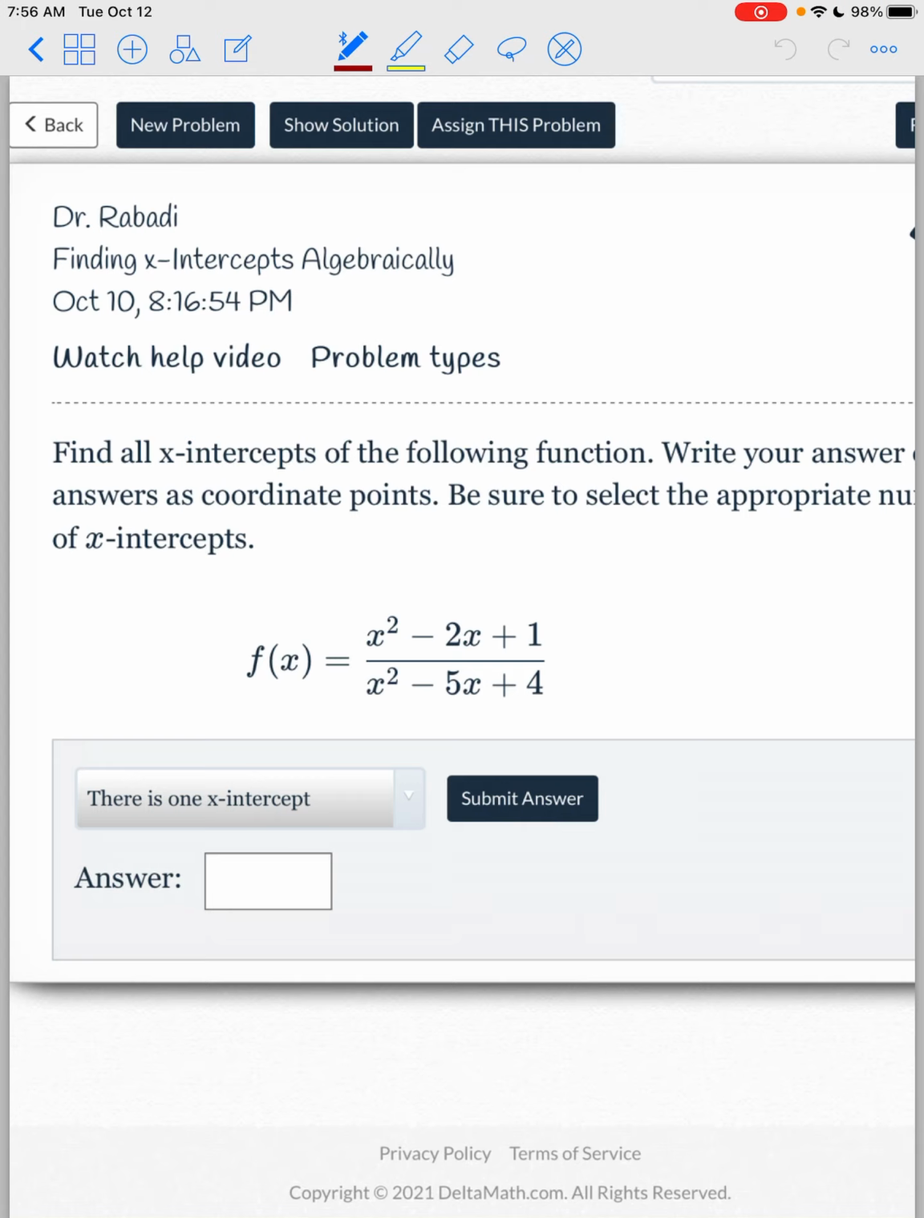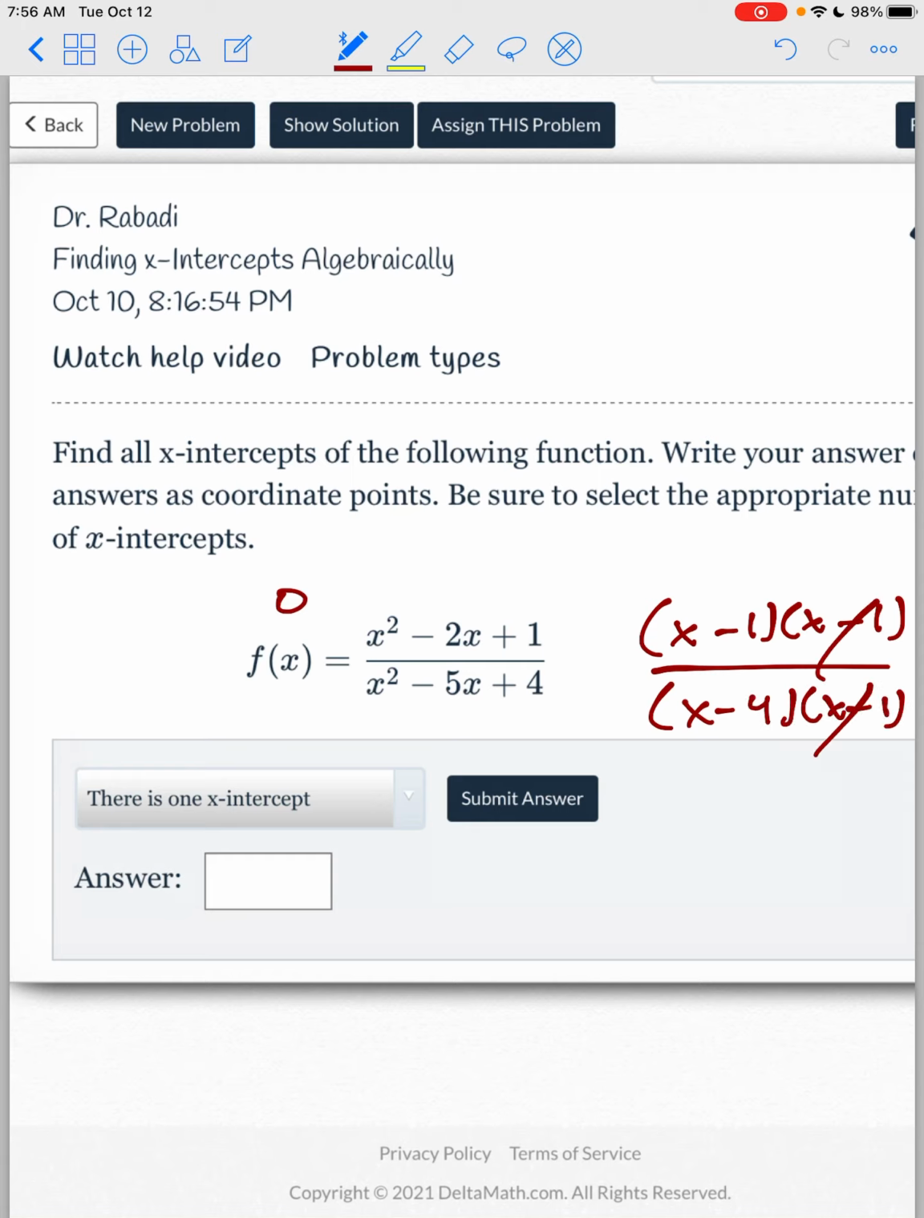What about the x-intercepts? Write your answers as coordinates. The x-intercept is where y equals 0. So once again, first see if you could reduce before you look for that. So x minus 4, x minus 1. This cancels out. So 1 does not work. X cannot be 1. X cannot be 4. It might be really nice for you to do that. So there's a vertical asymptote at x equals 4. There's a horizontal asymptote at y equals 1, right? Those are the highest.